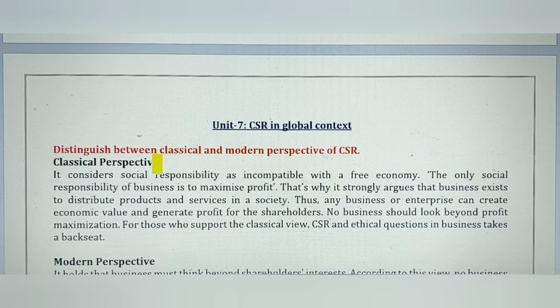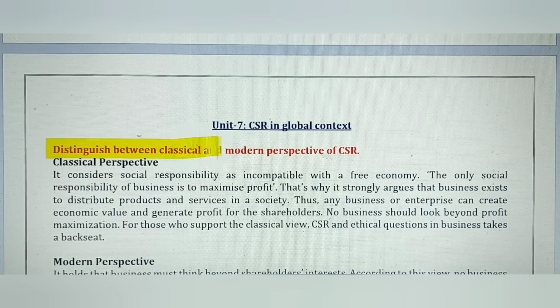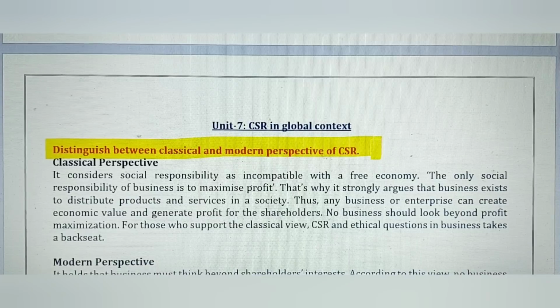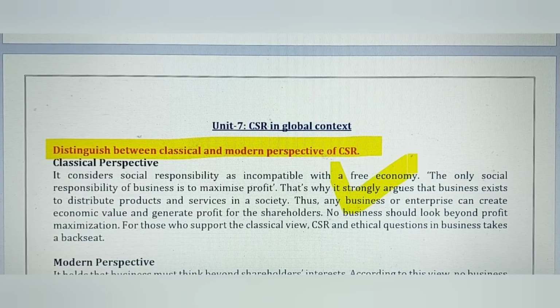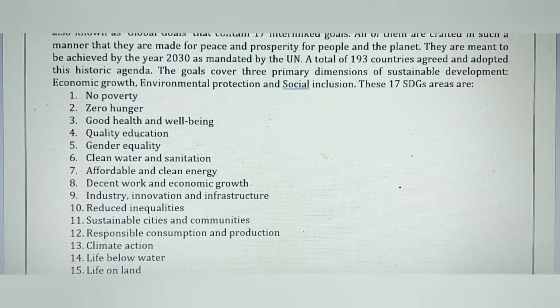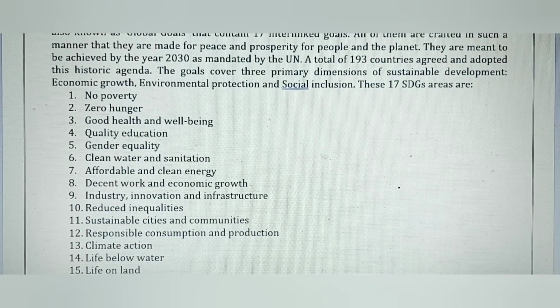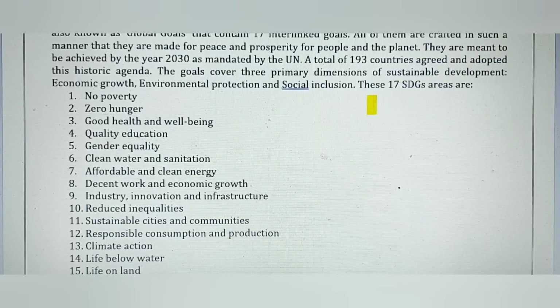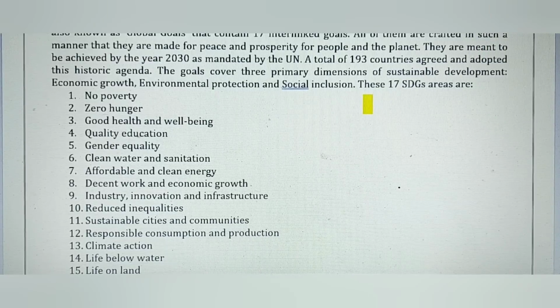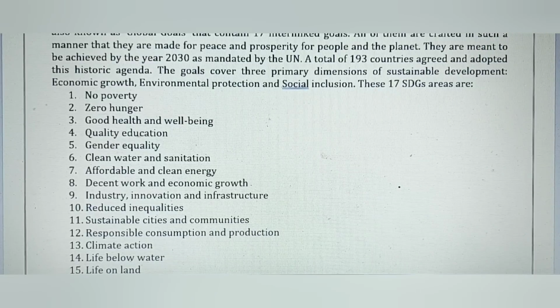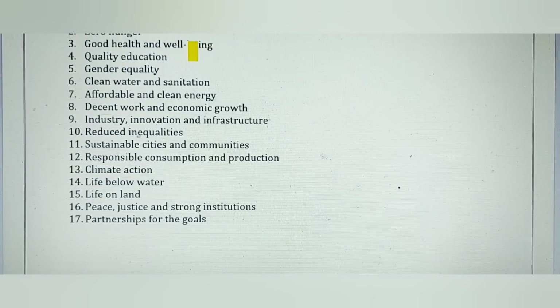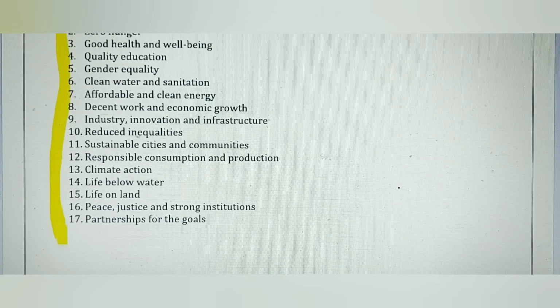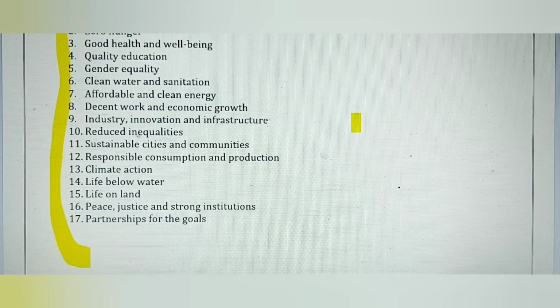Okay. The next question is: distinguish between the classical and modern perspectives of corporate social responsibility. You can get this as a short difference question. The next one is: discuss the important sustainable development goals, which are also called global goals, as laid down by the United Nations. Among these global goals, as many as 17 types of goals have been identified by the UN.